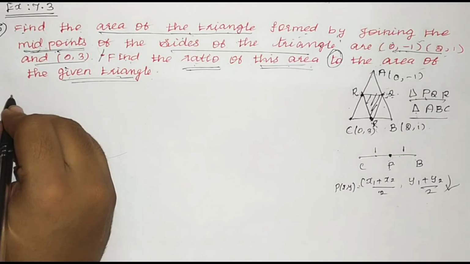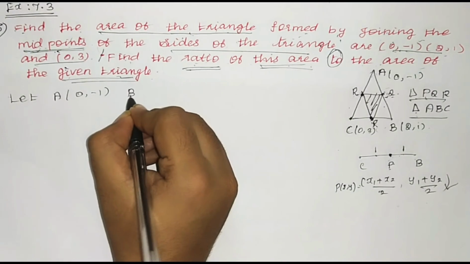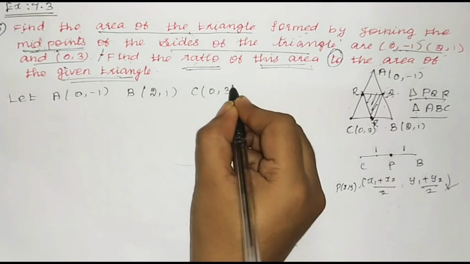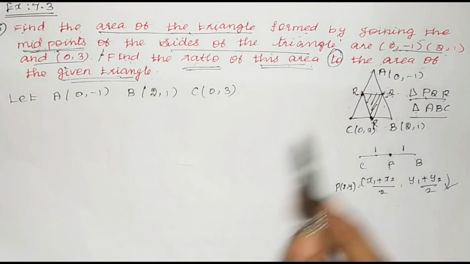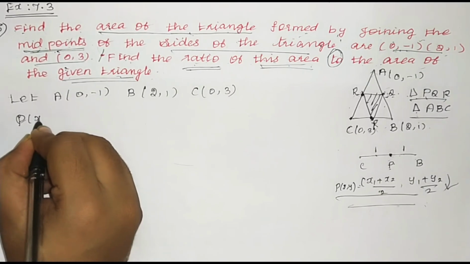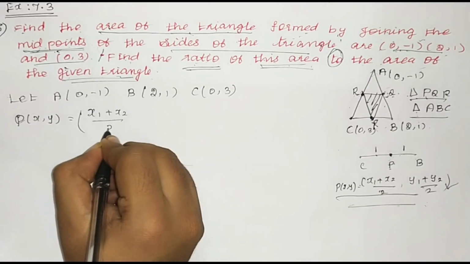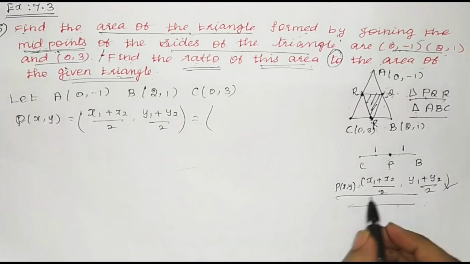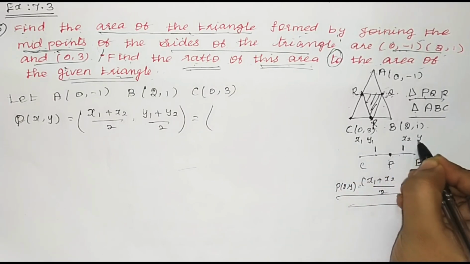First, I consider A as (0, -1), B as (2, 1) and C as (0, 3) of triangle ABC. So you have to find the coordinate points P, Q, R. For that we are using the section formula. First we can find P of (x, y). So we use the formula (x1 plus x2) divided by 2, (y1 plus y2) divided by 2, where I consider this point as (x1, y1) and this point as (x2, y2).